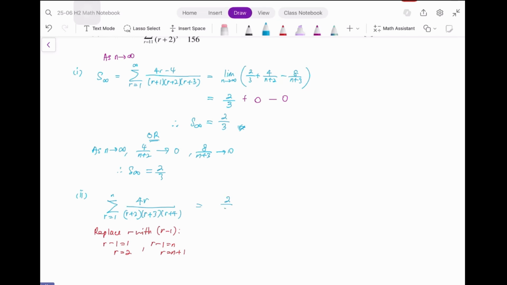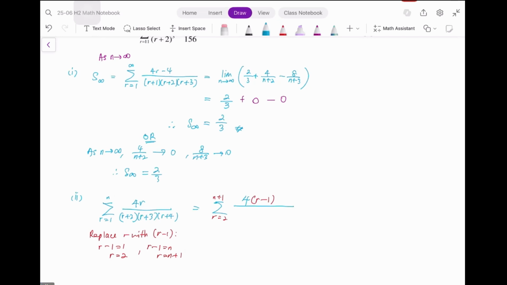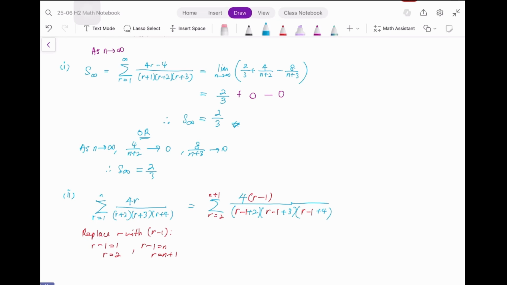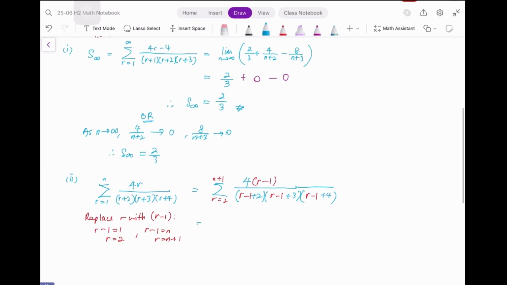Okay, change. This would be sum for r from 2 to n plus 1 of 4 times (r minus 1). Then we have r minus 1 over here in each factor, so this one plus 2, this one plus 3, this one plus 4. Replace all these r with r minus 1. Both the upper and lower limits must change. Okay, next, let's simplify this first.